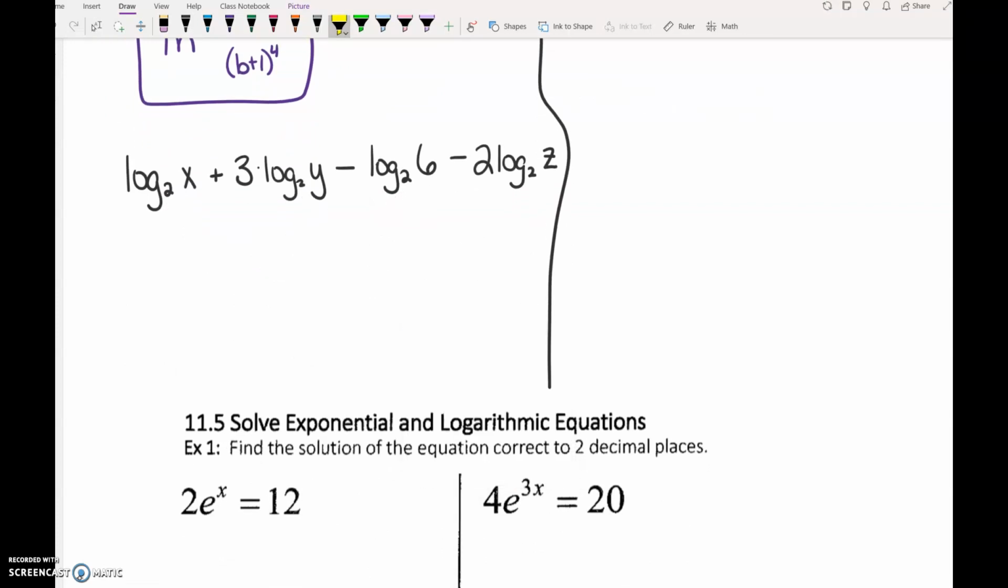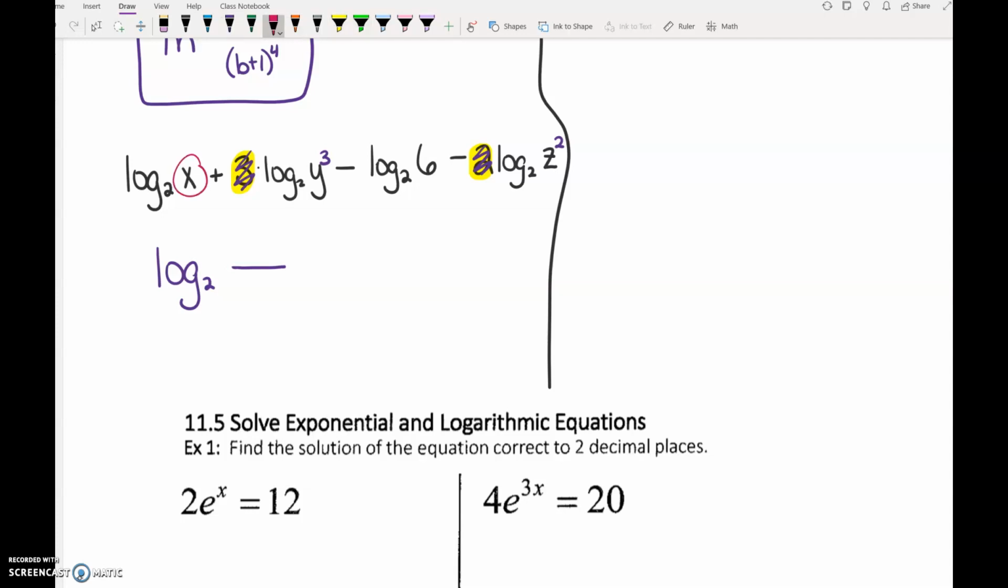Okay, the first thing I always check is coefficients. So I would know that this is a y squared. Oops, check that. This is a y to the third. And this is a z squared. Then I would write log base 2, and I see subtraction, so I know that there's a division symbol in here.